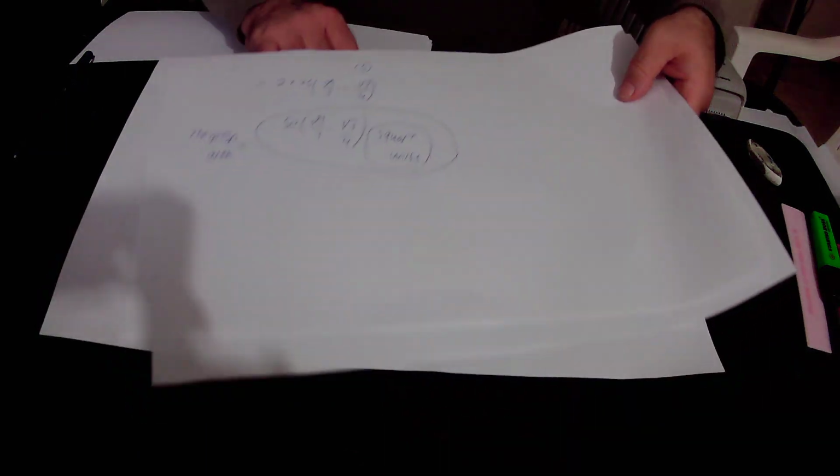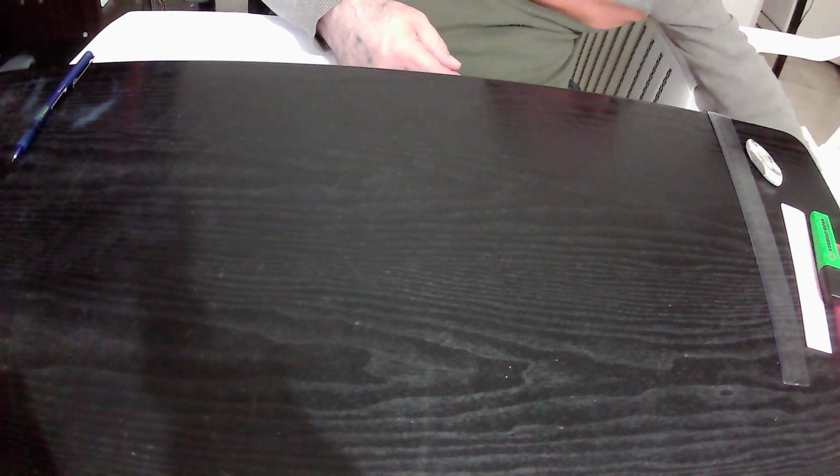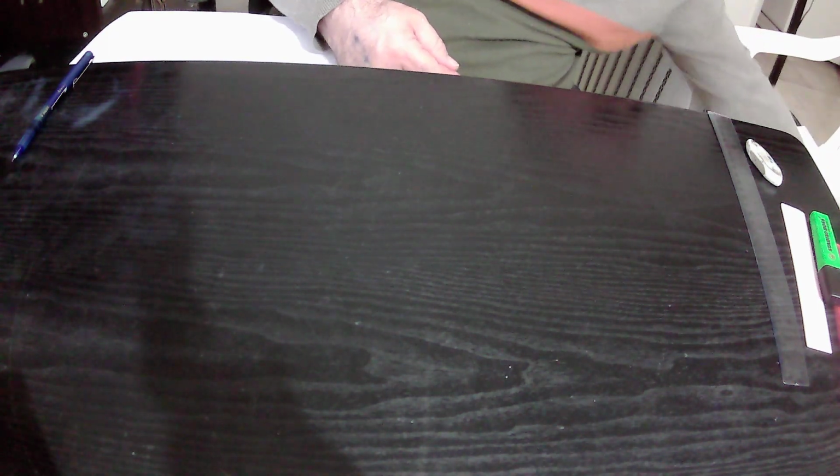Okay, so we finished with the first method. In the next step, I will show you how we found the area of the green shape according to the second method.